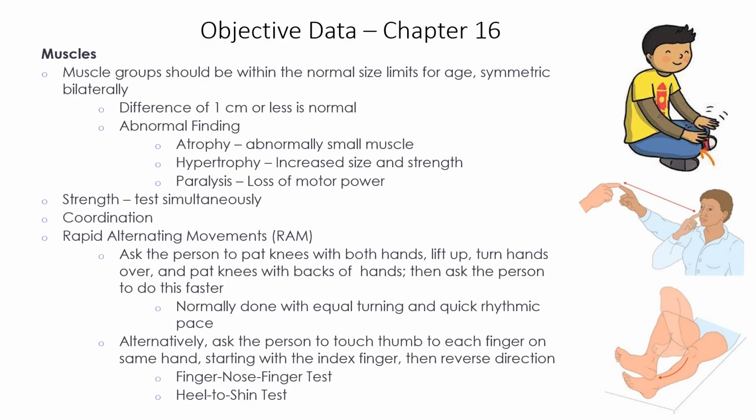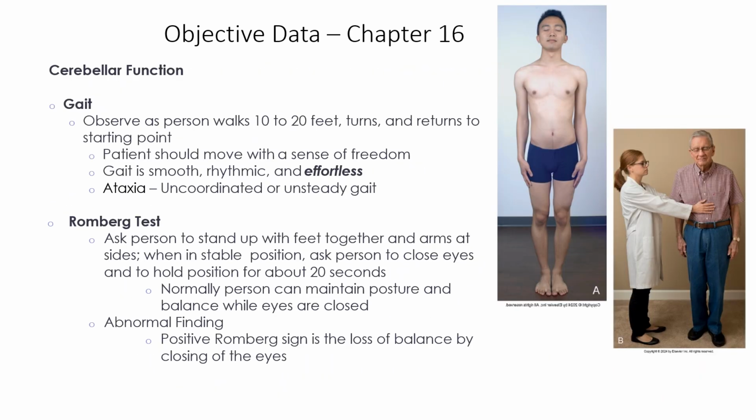You can also ask the person to touch their thumb to each finger on the same hand, starting with the index finger, then the reverse direction. Finger to nose test, and then the heel to shin test. To test the cerebellar function, we're going to test their gait and their balance. So you want to observe the person walking 10 to 20 feet, turn and return to where they started. The client should have a sense of freedom when they walk. Their gait should be smooth and effortless.